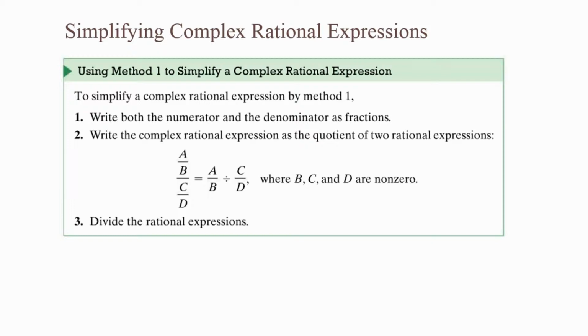When we have a complex fraction, that means we have several fractions within a fraction. A over b is a fraction, c over d is a fraction, and then we have our overall fraction, where a divided by b is the numerator and c divided by d is the denominator.